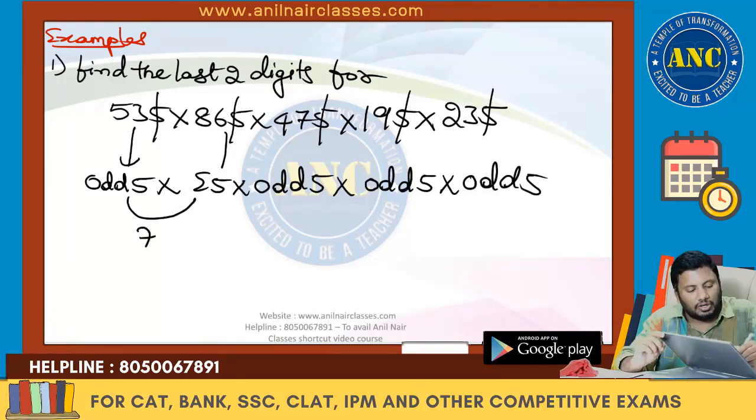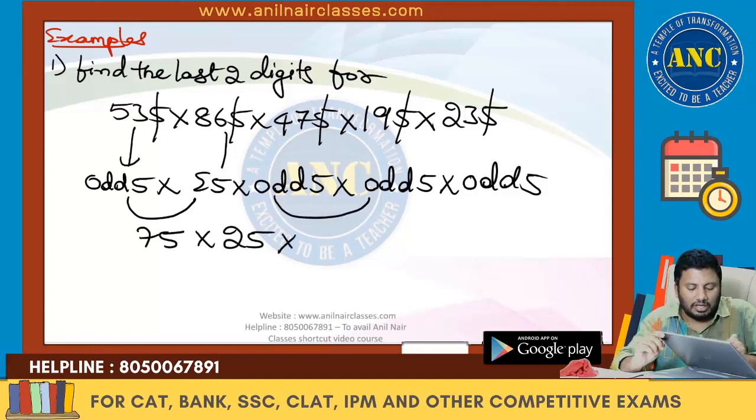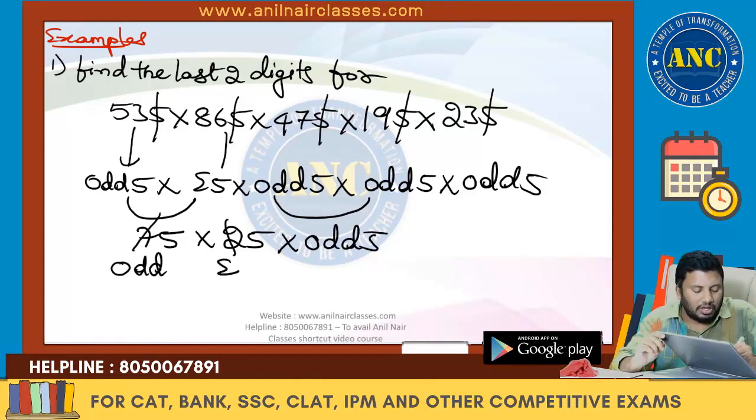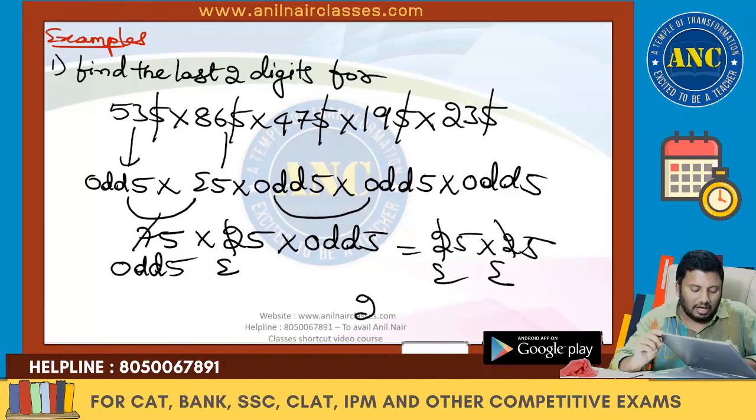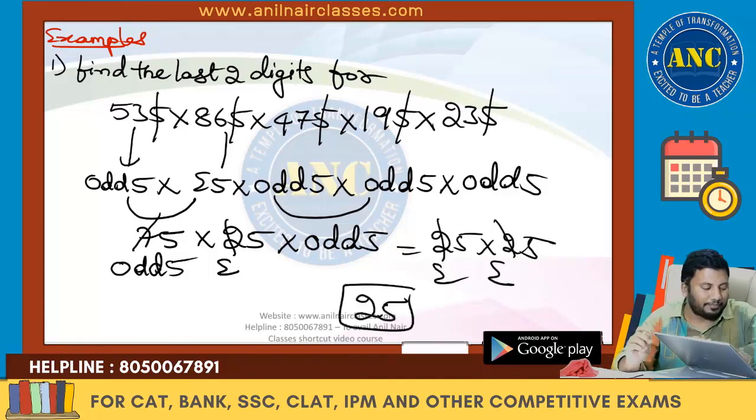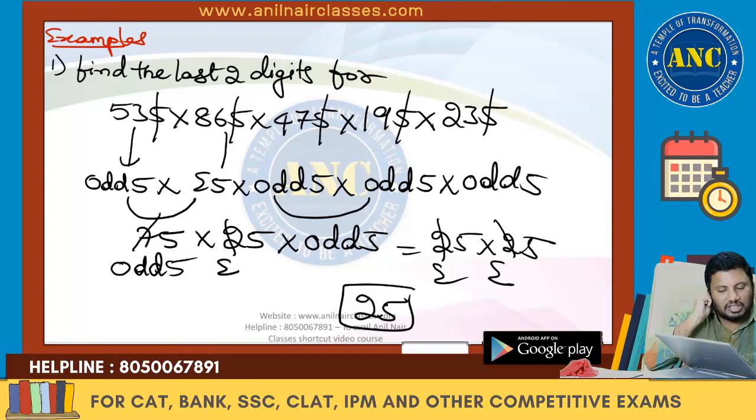Odd 5 into even 5, 75. Odd 5 into odd 5, 25 into odd 5. 5 is odd, 8 is even, 4 is odd. Odd 5 into odd 5, even 5. So 25 into 25, even and even. Last two digits is 25.